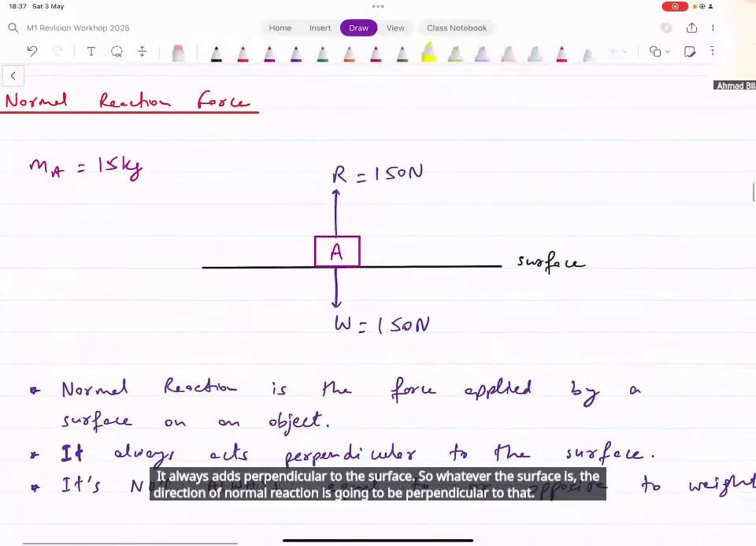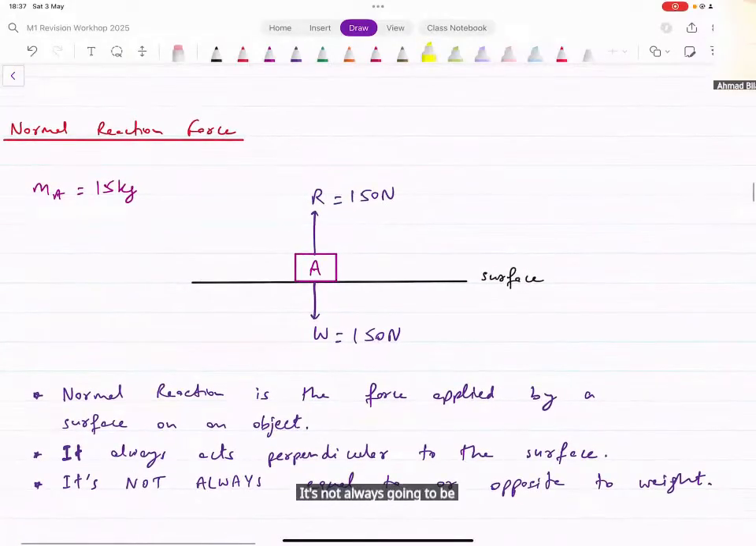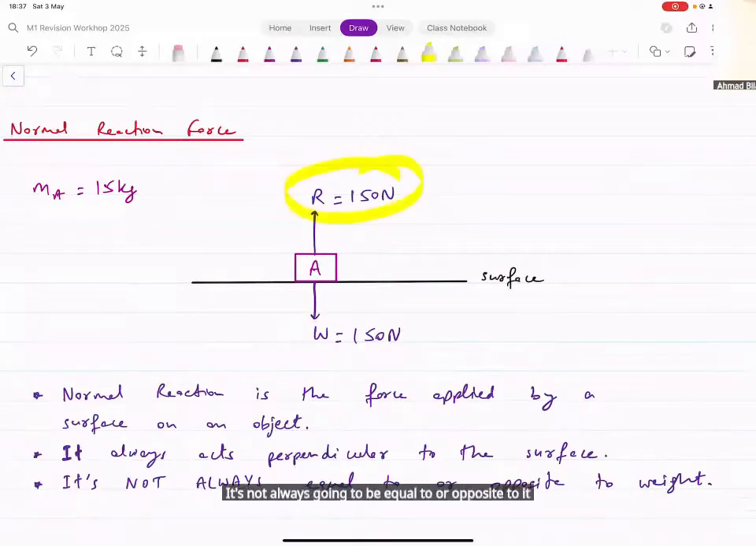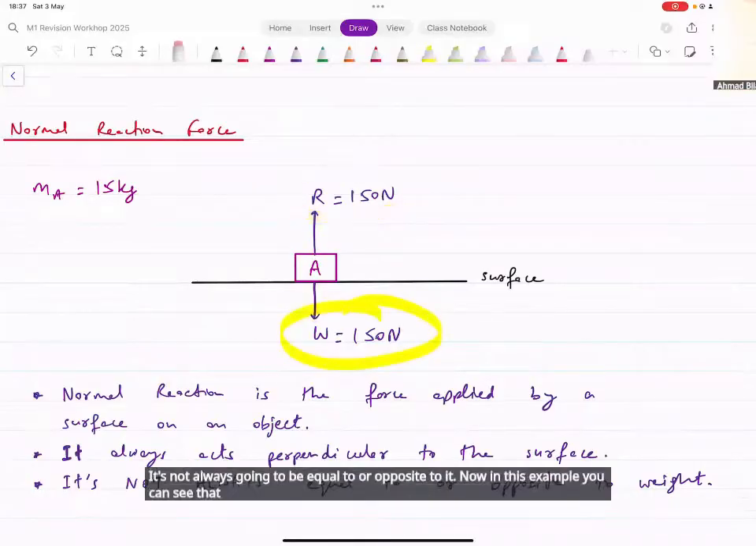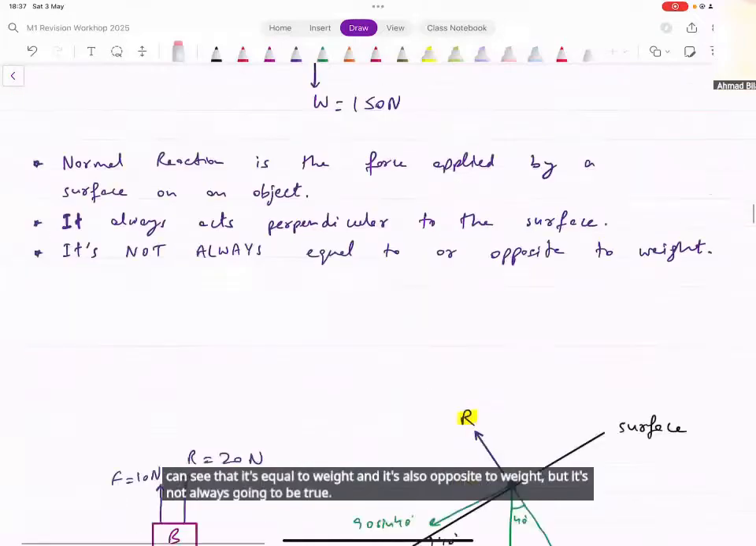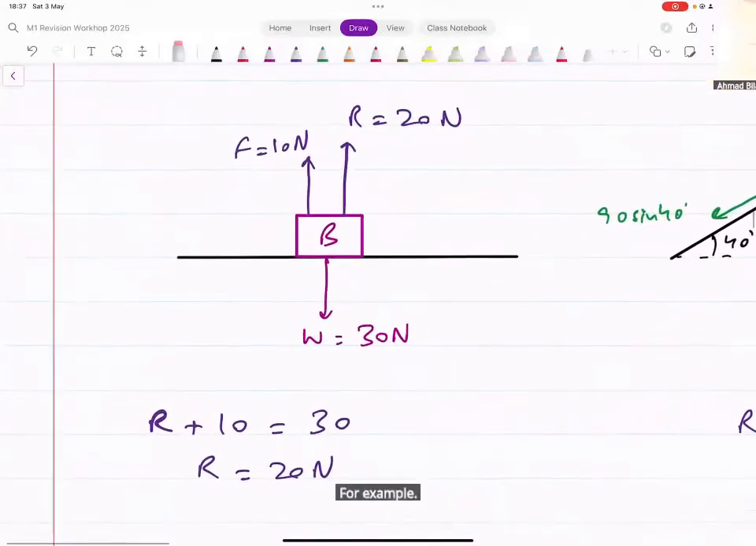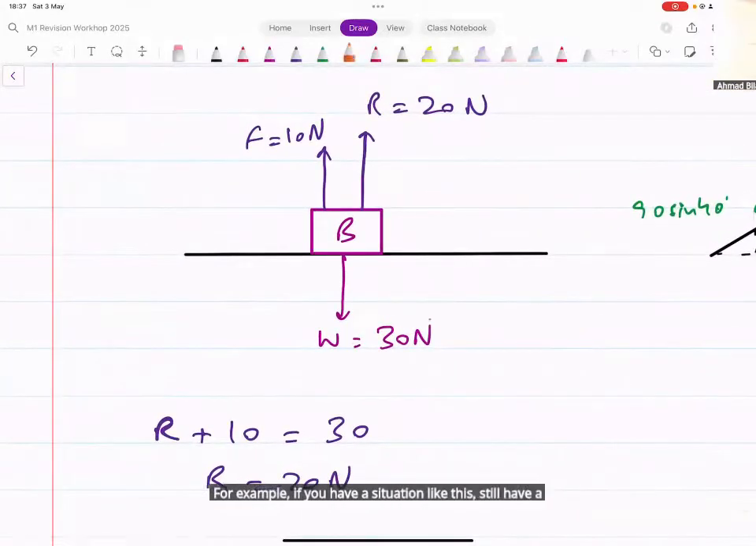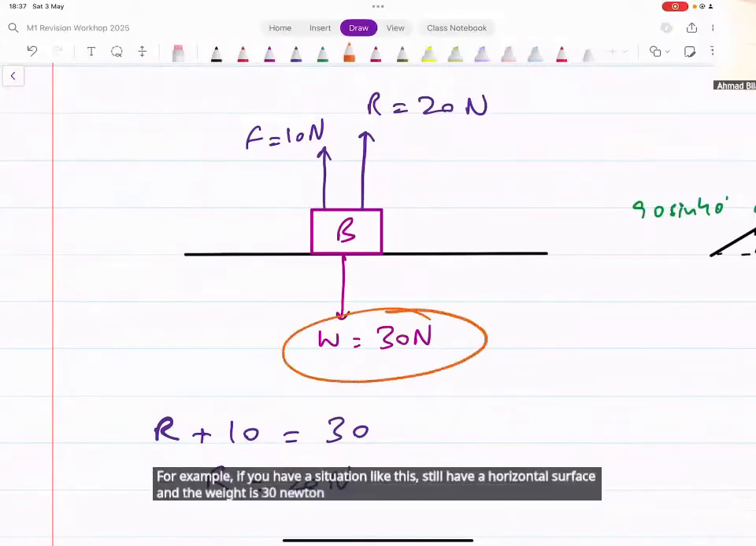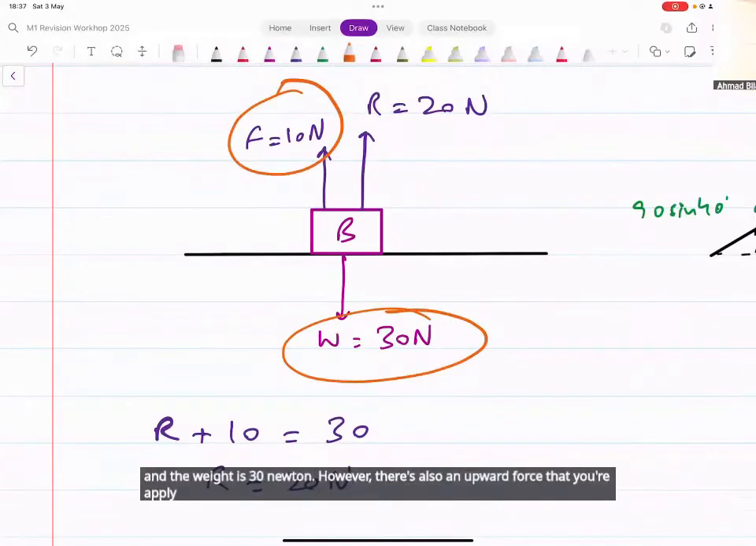So whatever the surface is, the direction of normal reaction is going to be perpendicular to that. It's not always going to be equal to or opposite to weight. Now, in this example, you can see that it's equal to weight and it's also opposite to weight, but it's not always going to be true. For example, if you have a situation like this, still have a horizontal surface and the weight is 30 Newton. However, there's also an upward force that you're applying and that's 10 Newton. Then the reaction is not going to be 30 Newton. It's going to be 20 Newton.